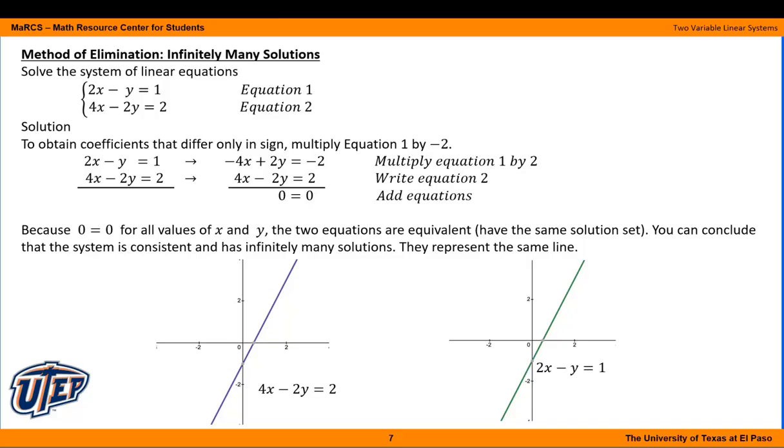This concludes our lesson on two-variable linear systems. In this section, we learned how to solve systems of linear equations using the method of elimination, how to recognize systems with one solution, no solution, or infinitely many solutions, and how to interpret these results graphically.